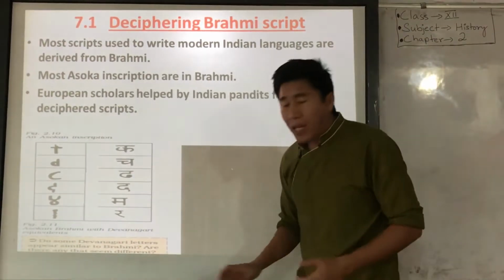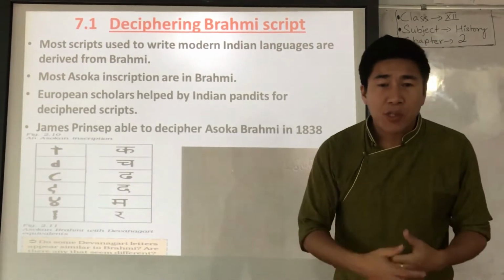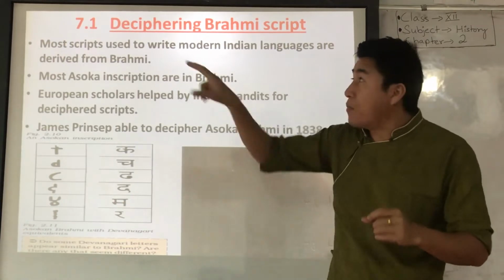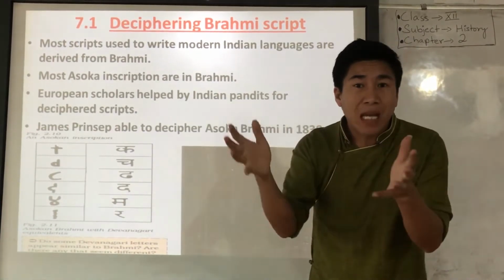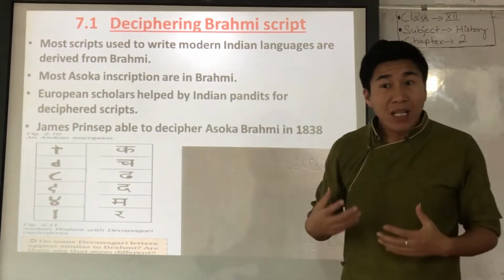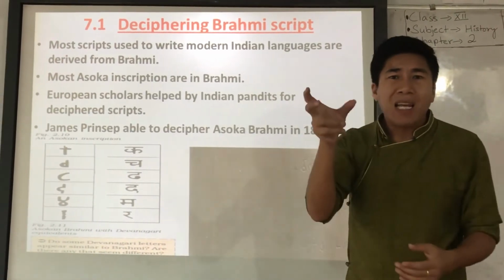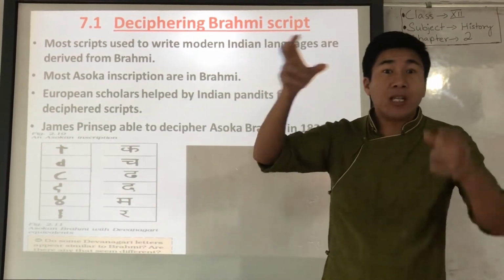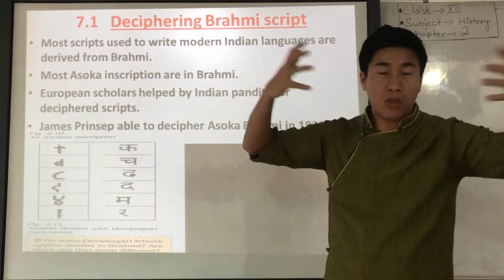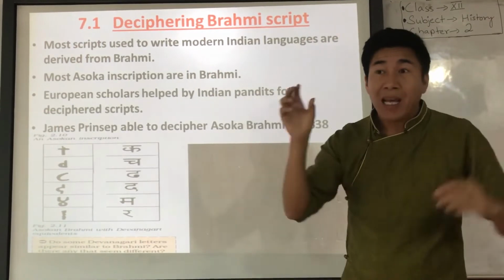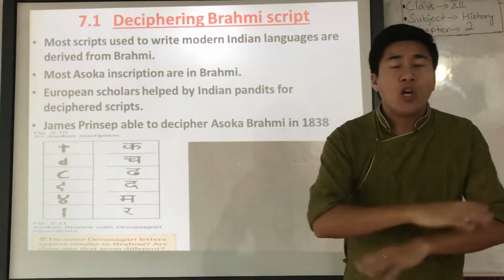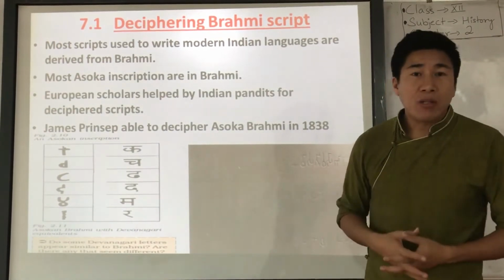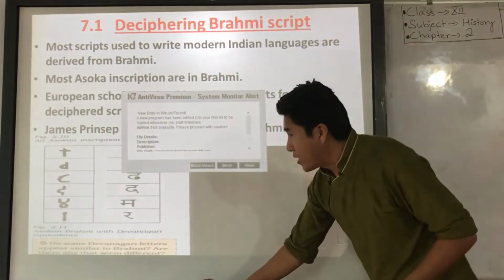So through that way, in 1838, James Prinsep deciphered Brahmi script. When James Prinsep knew that this Brahmi script was written in Pali and Prakrit language, he was able to read more inscriptions. Pali and Prakrit is the language of the ordinary people. Sanskrit was used by the elite people, kings, queens, kshatriyas and brahmins, right? And this Prakrit was used by the ordinary people. Most of the Buddha's teachings were in Prakrit language. So through that way, Brahmi script was deciphered.